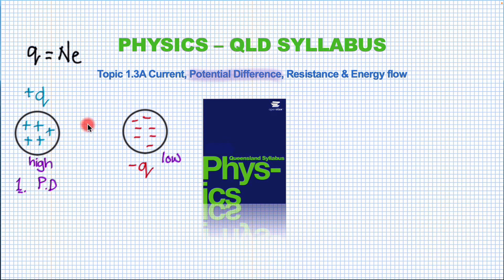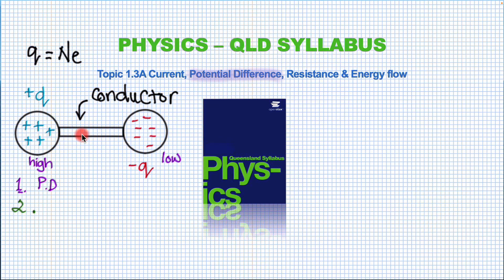Now, once this is achieved, the objects have different potential energies, and we say that a high potential energy represents an object that has got a positive charge, and a low potential energy means it's got a negative charge. So we can say there is a potential difference between these two charged objects.